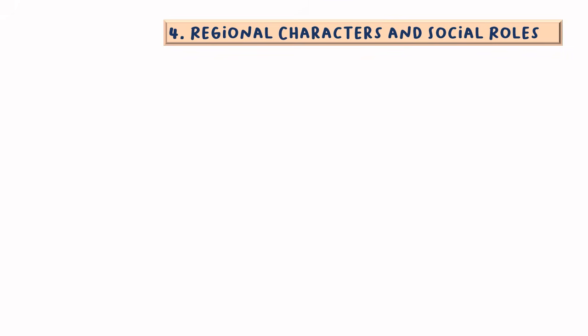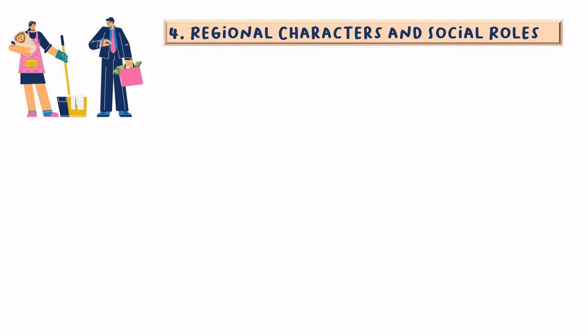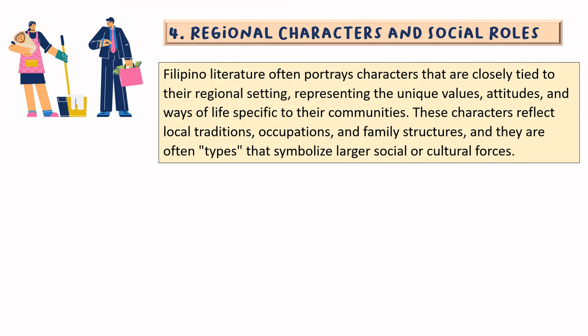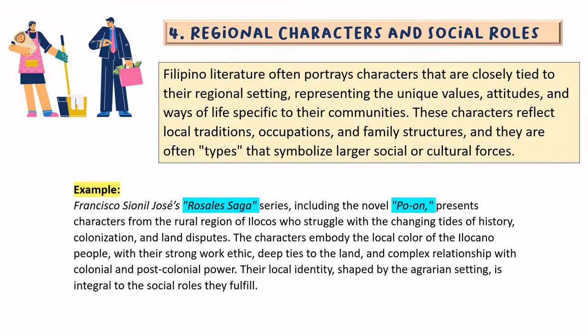Number 4. Regional characters and social roles. Filipino literature often portrays characters that are closely tied to their regional setting, representing the unique values, attitudes, and ways of life specific to their communities. These characters reflect local traditions, occupations, and family structures, and they are often types that symbolize larger social or cultural forces. Example: Francisco Sionil Jose's Rosales Saga series, including the novel Poon.